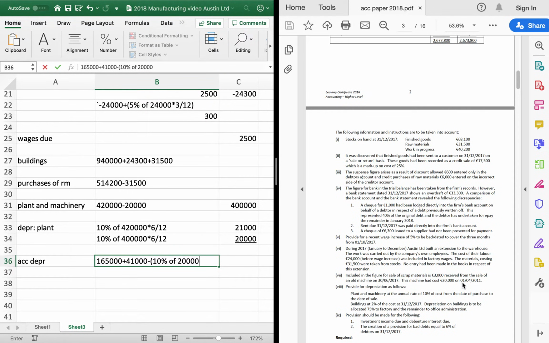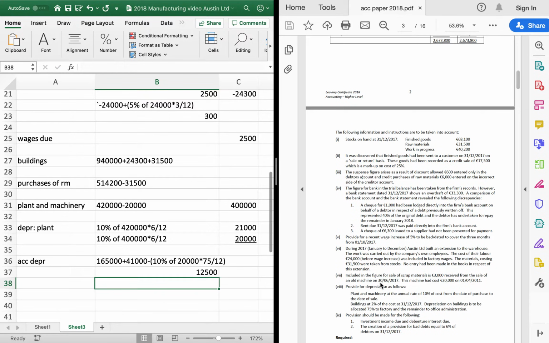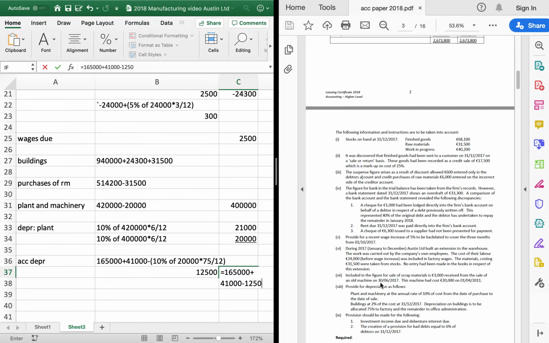So if it cost 20,000 on the 1st of the 4th 2011, you had it for 9 months in 2011. You had it for 12 months in all of 2012, 13, 14, 15, and 16. So that's 60 months, plus your 9 is 69, plus another 6 is 75 months. So that's 12,500 you have to take away. So 165 plus 41 minus 12,500.